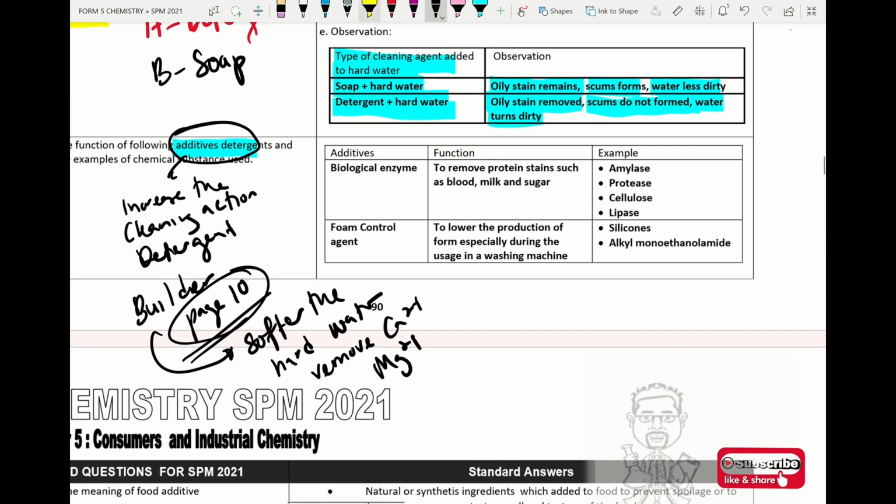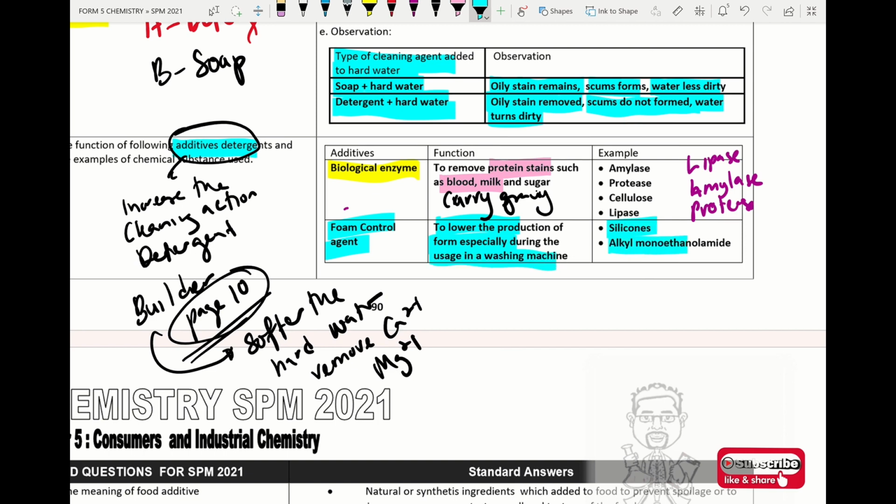Okay, other than builder, we have biological enzyme. Please remember lipase, amylase, and protease. Protease is used to remove protein stains, blood stains, or curry gravy stains, all that. And next one, foam control agent lowers the production of excessive bubbles which affect the performance of the washing machine. Please remember silicone or alkyl ethanolamide.